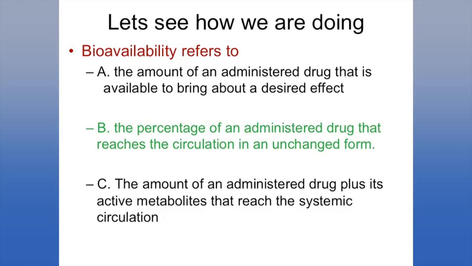Why are the other two options wrong? First of all, in option A, bring about desired effect. As I emphasized previously, we are not discussing pharmacodynamics. Bioavailability is purely a pharmacokinetic principle. C is wrong because it includes plus its active metabolites. The whole concept of bioavailability is the percentage of the administered drug that reaches the circulation in an unchanged form. So the correct answer to this question is B.